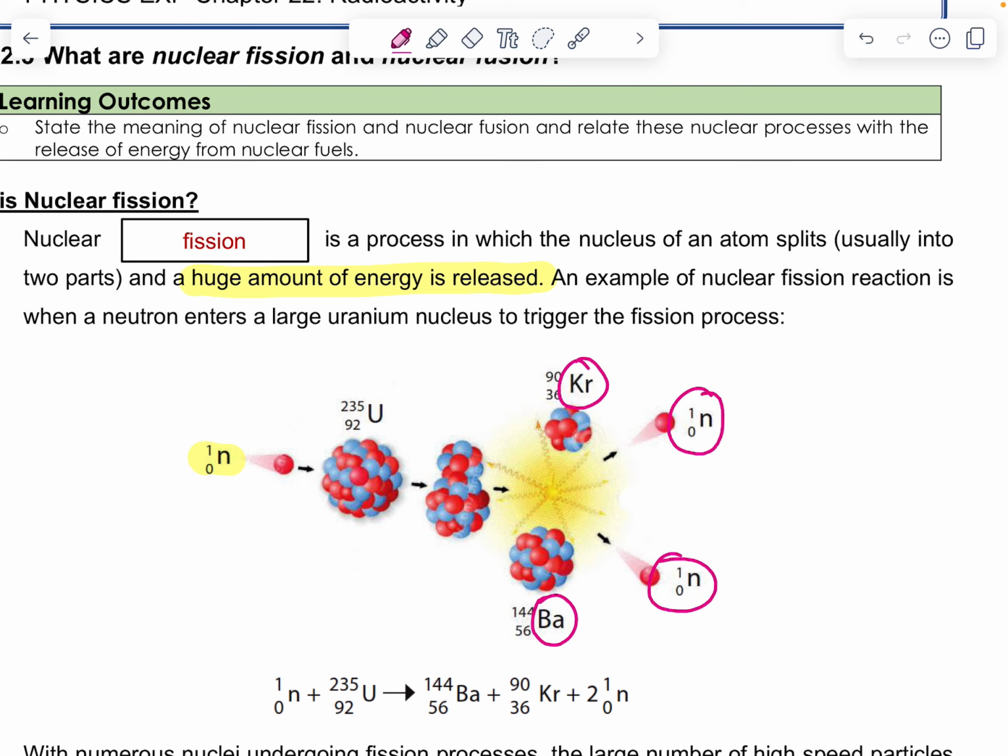With these neutrons, they can trigger other uranium-235 to break down further again, giving krypton and barium again, which releases more neutrons. This reaction can lead to a chain reaction, and this is what is used for a nuclear bomb or nuclear reactor.